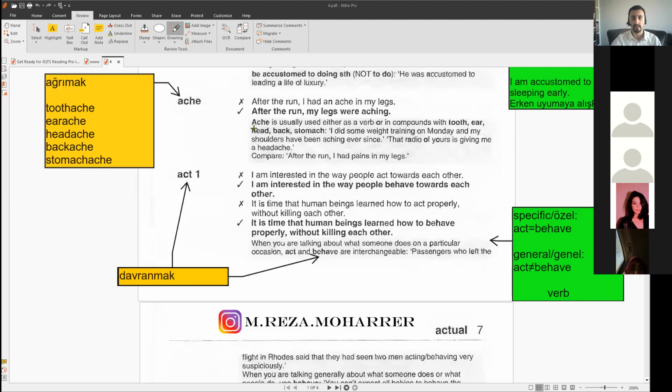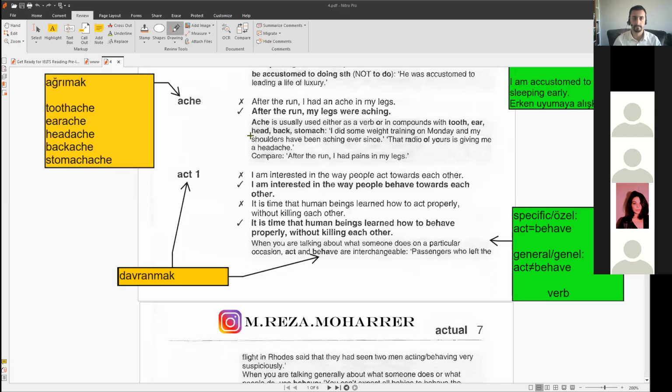But in other cases, we use, so another person, please read this part. Who wants to read? Me. Okay, you read it, please. Ache is usually used either as a verb or in compounds with tooth, ear, head, back, stomach. I did some weight training on Monday and my shoulders have been aching ever since. That idea of yours is giving me a headache.